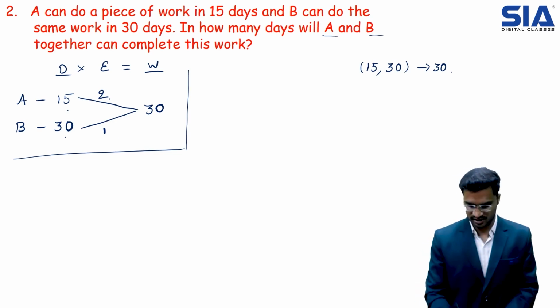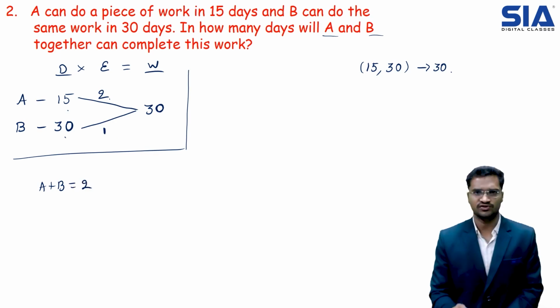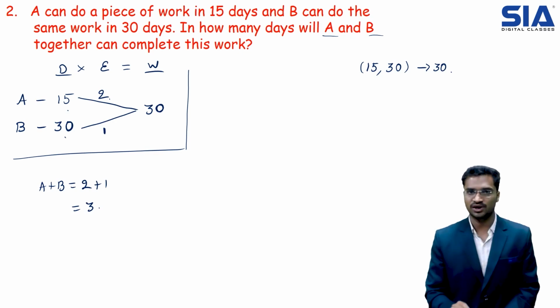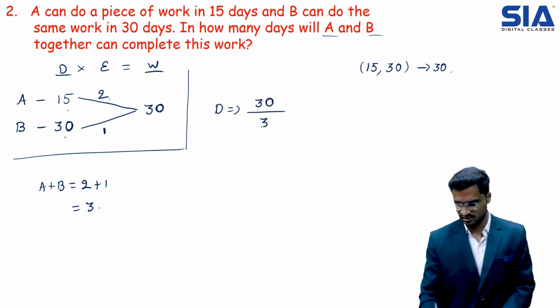So the efficiency of A plus B here is, the efficiency of A is 2 and the efficiency of B is 1, so 2 plus 1 is 3. They have to complete the total work of 30. The efficiency of A plus B is 3. So 30 by 3 is 10. So the answer is 10.